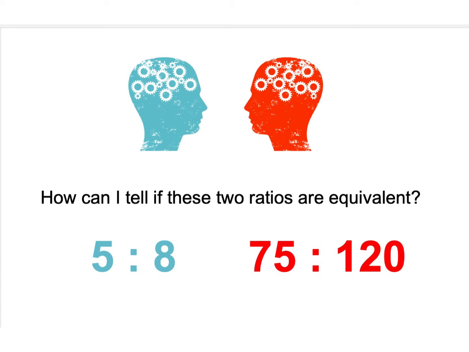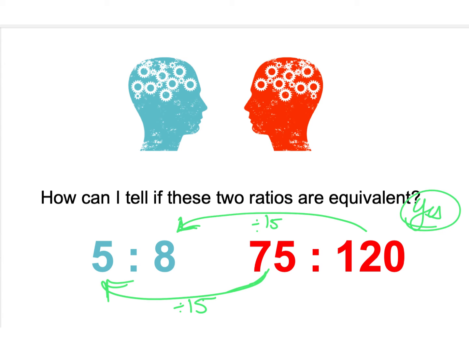So how can I tell if they are equivalent? What I'm basically going to do is take 75 and divide by 5 to see what I get, and 75 divided by 5 is 15. So again, if I do it this way, 75 divided by 15 gave me 5. Now I'm going to do the same thing with 120. 120 divided by 8 also gives me 15. So 120 divided by 15 gives me 8. Yes, they are equivalent because I divided them both by 15.